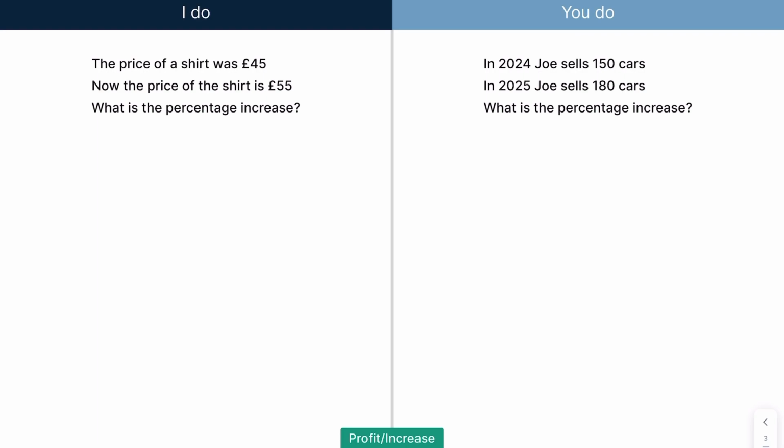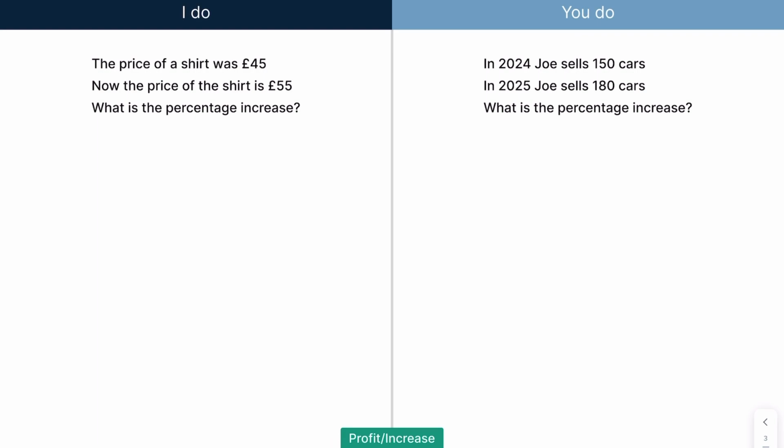With all my videos, the way they work is that I'm going to do the example on the left, which is "I do". You are then going to press pause and have a go at the example on the right, which is "You do". So in the first one, we've been told that the price of a shirt was £45. Now the price of the shirt is £55, so the price has gone up. What is the percentage increase?